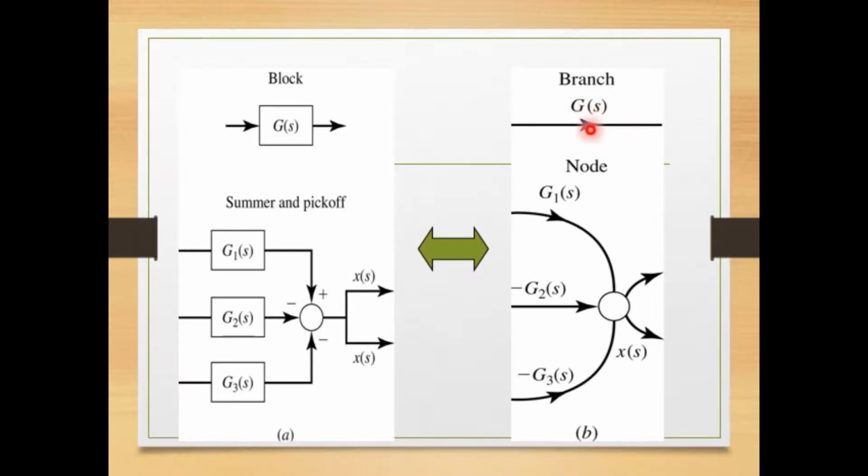Similarly, we have a summing point here. These are three blocks with gains g1, g2, g3, and we have two output terminals taken here. So we can represent each block by a branch having a gain g1. Since here the signal is negative, we write it as minus g2 of s. Similarly, here it becomes minus g3 of s. So the block can be represented in terms of a branch.